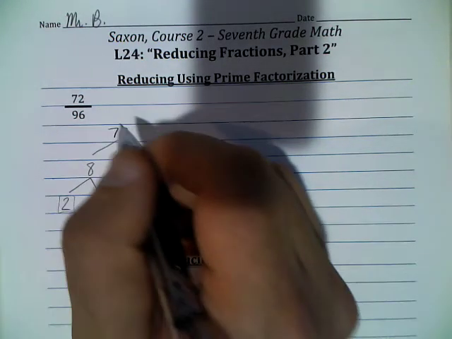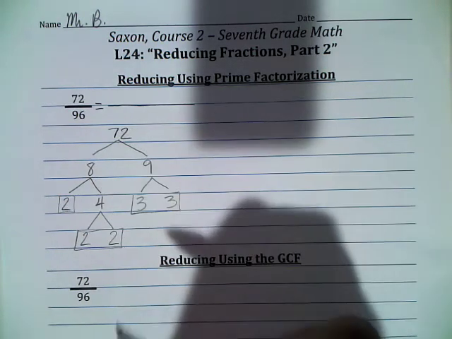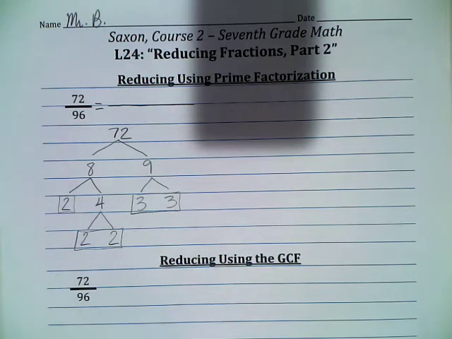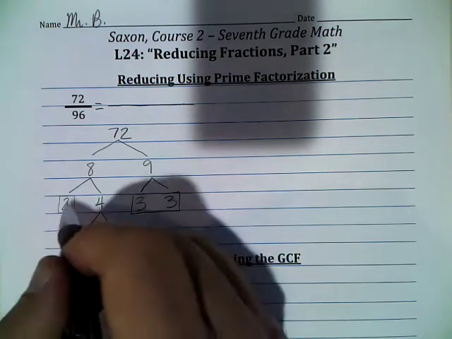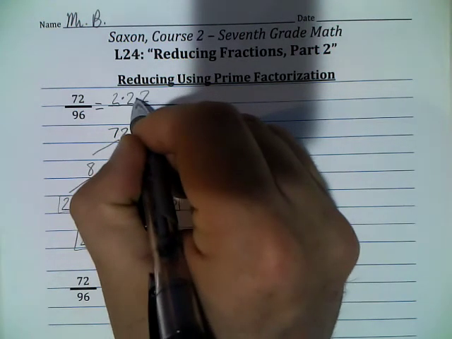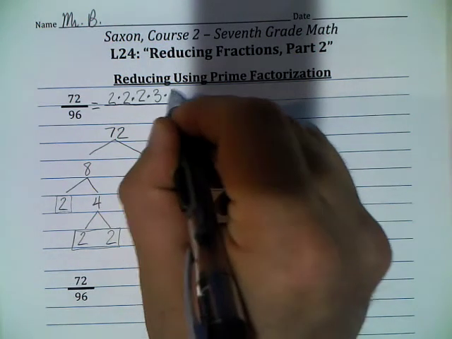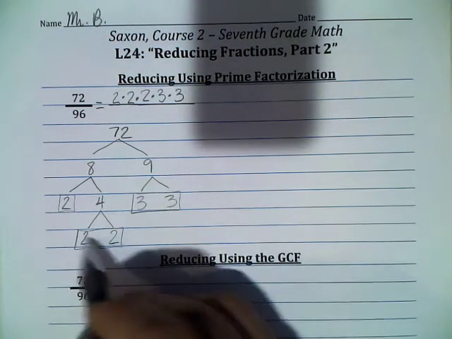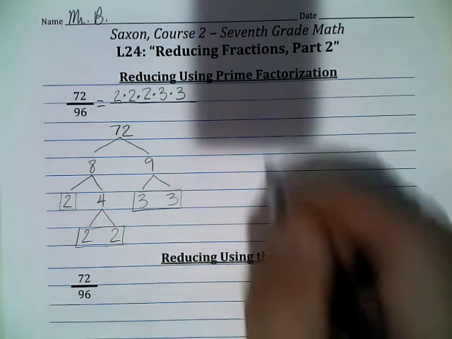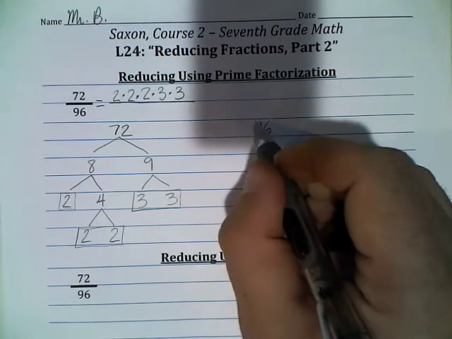So up top, I'm going to do equals, and I'm going to write a big long fraction bar, and I'm going to write this out. And I'm going to actually write it out, all its numbers, no exponents here. So putting them in order, because that's what we do for prime factorization, I've got 2 times 2 times 2. That's my 3 2's there. And then I have a 3 and a 3. 2 times 2 times 2 times 3 times 3. There they all are.